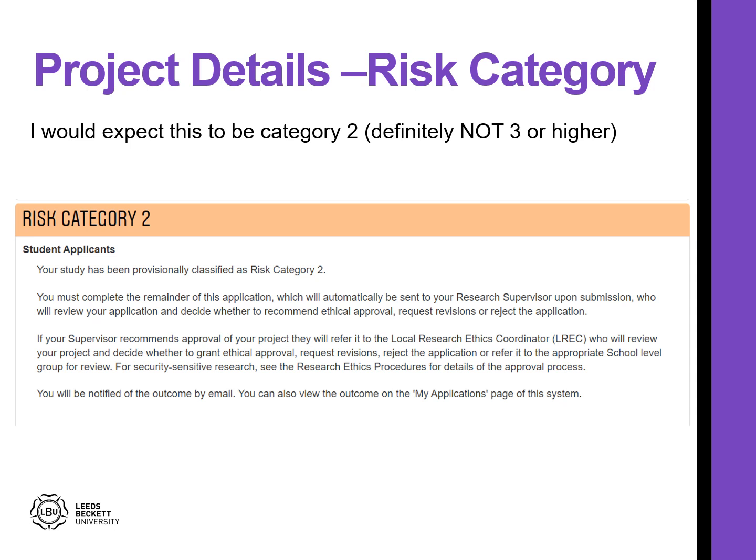1 is basically you're not talking to anybody, you're not doing anything, you're going to do research in a cupboard somewhere. I would not expect you guys to be getting this; it is automatically generated based on the answers you've just given on 1 to 23. I would expect it to be risk 2. If it's risk 3, then you need to go back and change it because you've misunderstood something. You will not get ethical approval for this assignment if it's risk 3. So go back and sort that out.